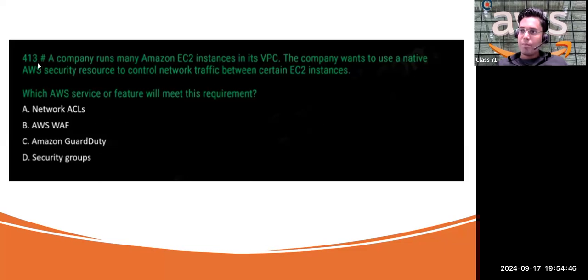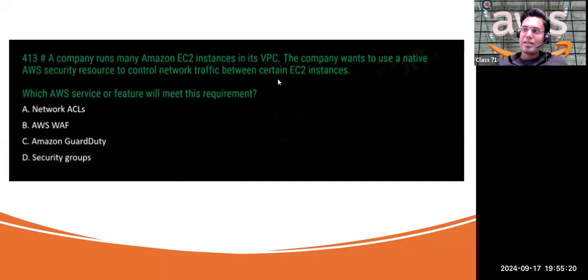Okay, so for this one, a company runs many EC2 instances in its VPC. The company wants to use native AWS security resources to control network traffic between certain EC2 instances. Now they're talking about network traffic between certain EC2 instances.